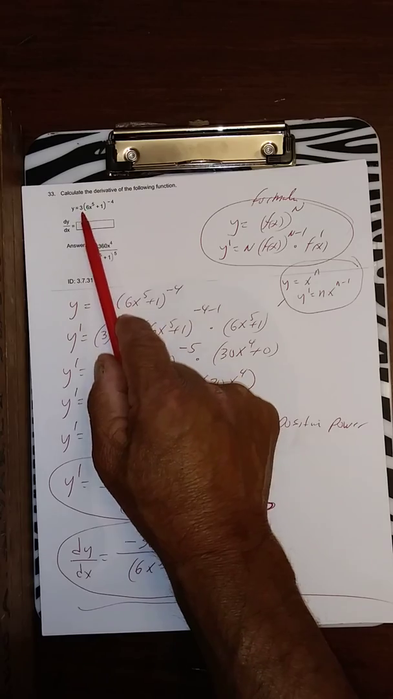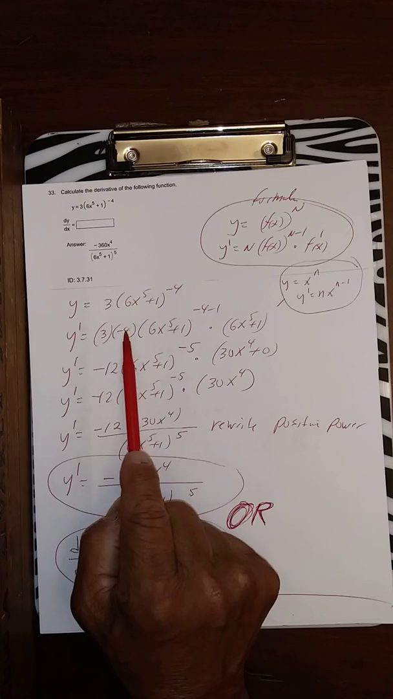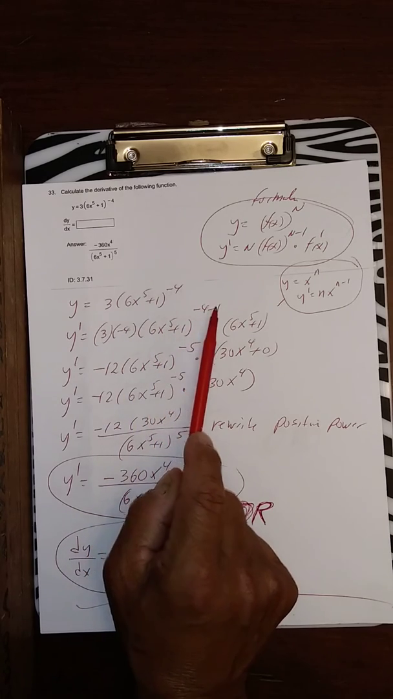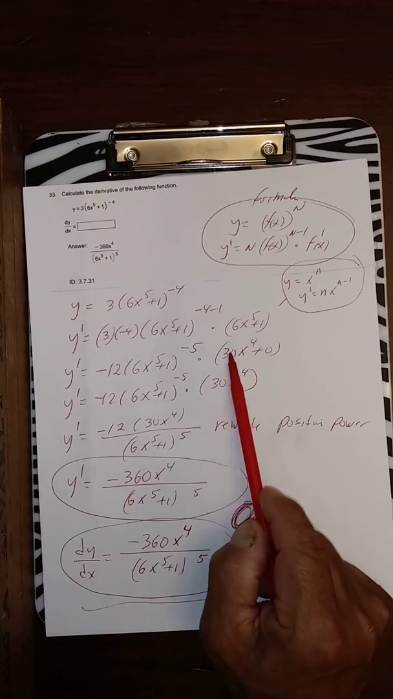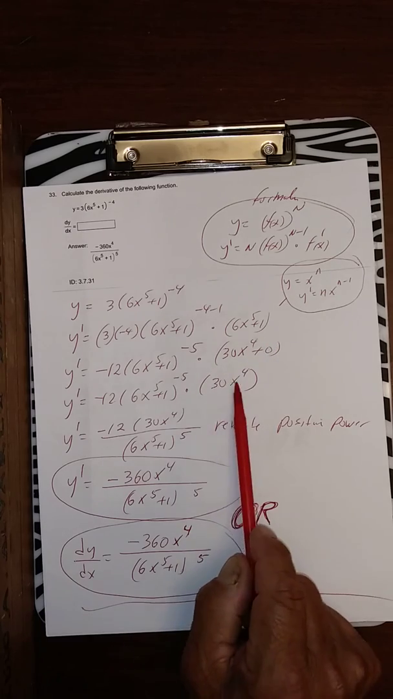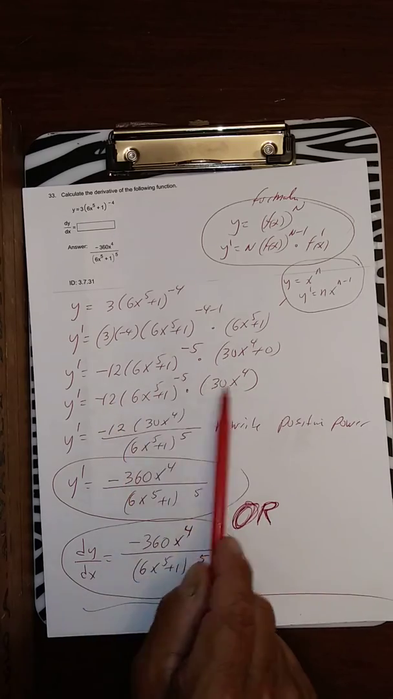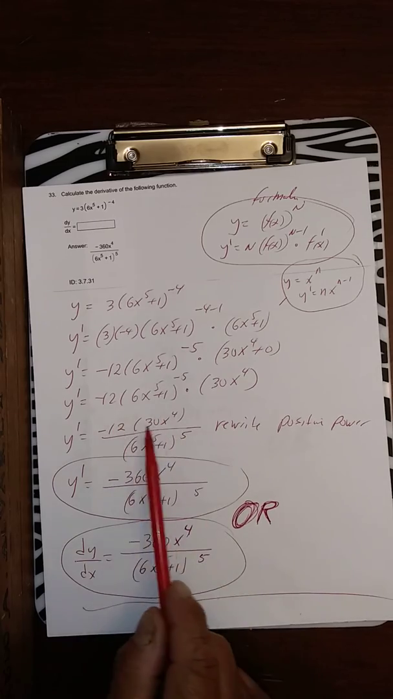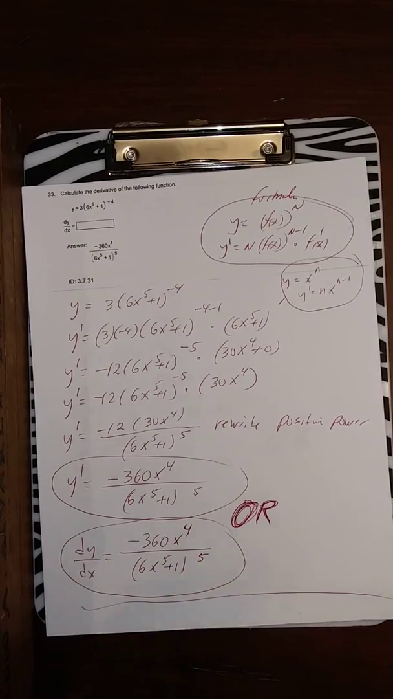Find the derivative. Same thing, we have the same formula. Put the number in front: 3 times negative 4. (6x to the 5th plus 1), negative 4 minus 1. Derivative of this, well, this is going to be 30x to the 4. So now this and this together up here, negative power, bring it to the bottom, denominator. Now multiply the numbers. That turns out as negative 360 x to the 4 over (6x to the 5th plus 1) to the 5th power. dy/dx is the same thing.